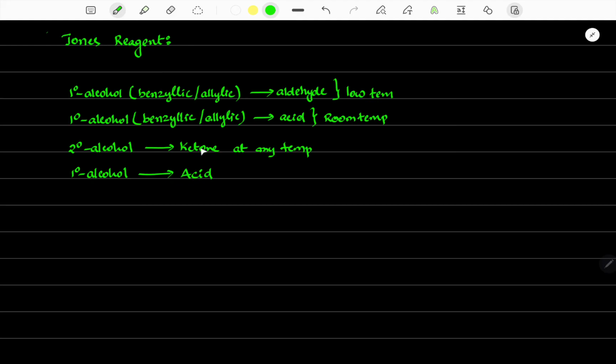So these are the four conditions we have to remember before solving Jones reagent related questions. Primary allylic benzylic alcohols, low temperature, aldehyde. Primary allylic benzylic alcohols, room temperature or above room temperature, acid. Secondary alcohol, ketone, and primary alcohol, acid.